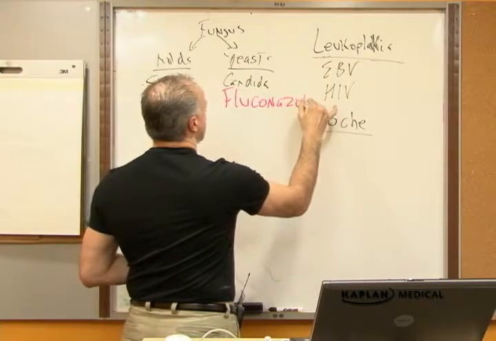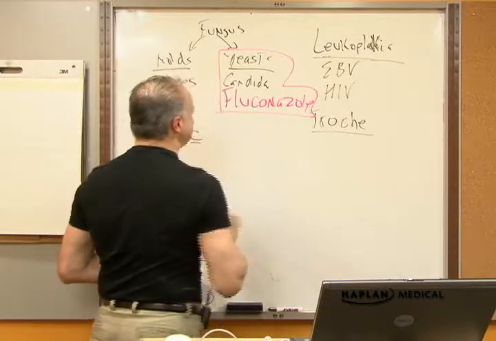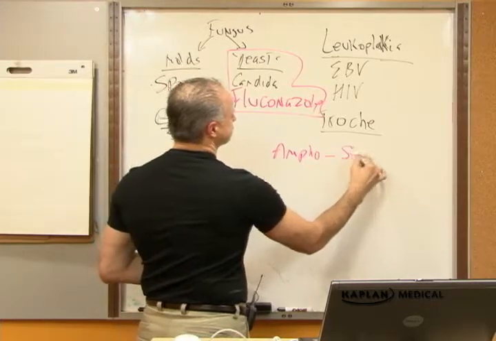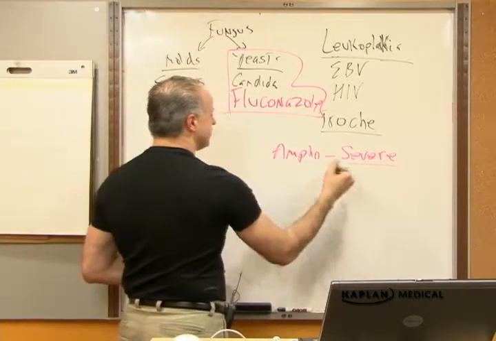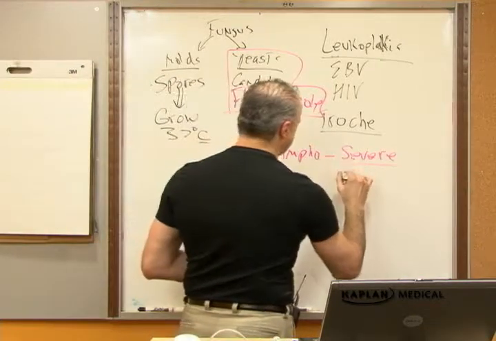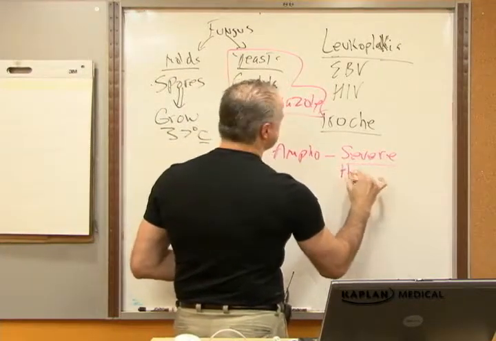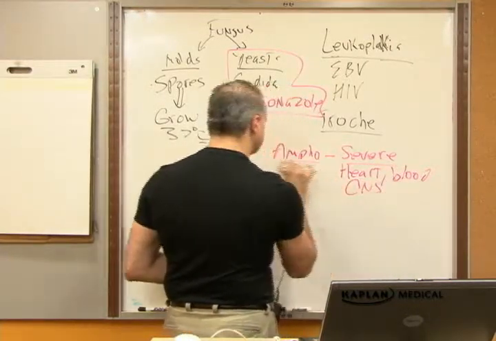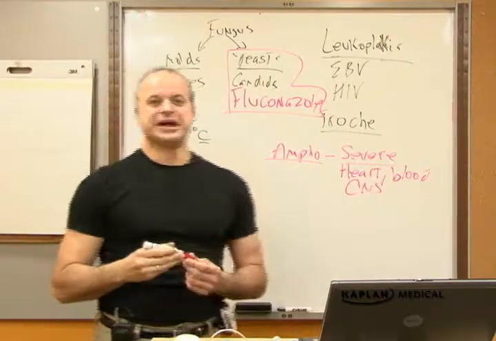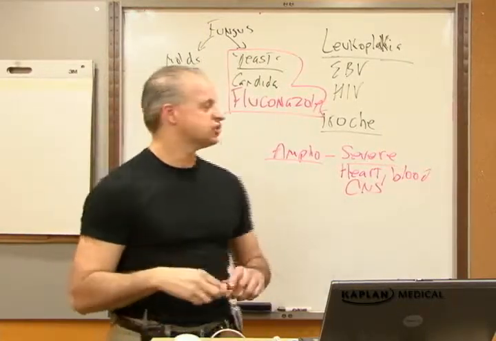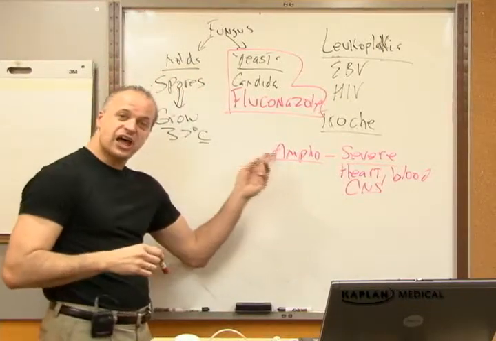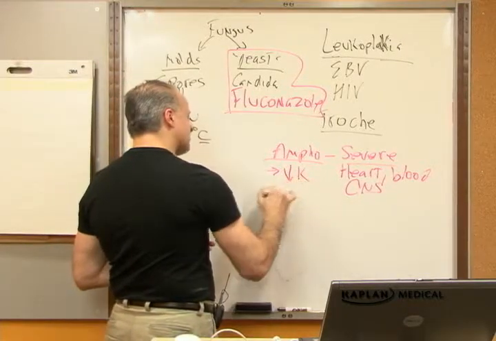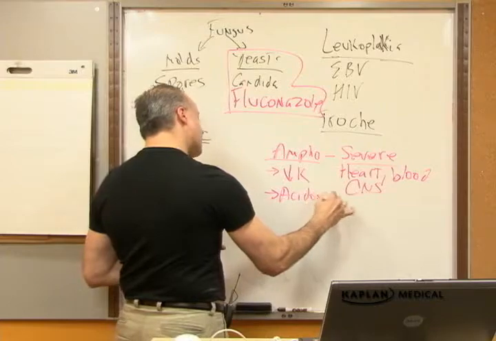Fluconazole works for superficial fungi and yeasts. Amphotericin works for anything severe. Anything that's in the heart, the lung, the blood, and the brain: endocarditis, bloodstream fungal infections, meningitis. But not for thrush and vaginal candidiasis. What's the most common adverse effect of amphotericin? And the answer is hypokalemia and acidosis and renal toxicity.